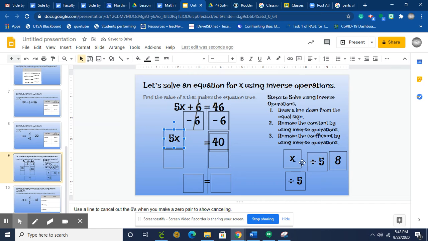What I want to know is how much is 1x worth. That's what we're looking for here.